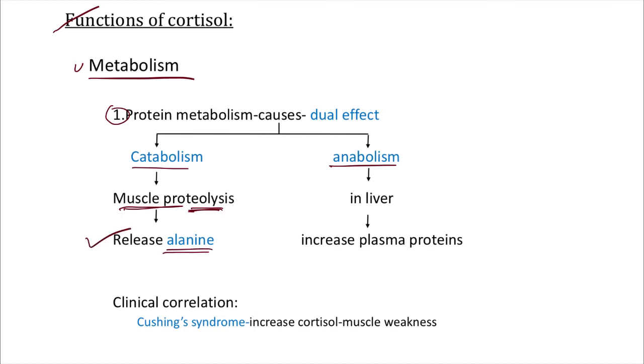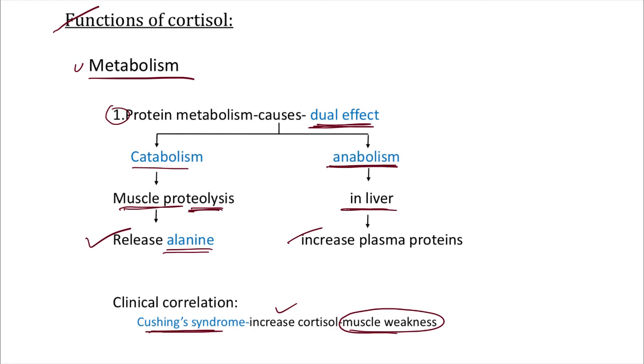Now, in certain disease conditions with elevated levels of cortisol, like Cushing syndrome, due to increased cortisol, the patient will manifest with muscle weakness because of the increased catabolic effect, right? Now, the anabolic effect of cortisol is in the liver. That's why it increases the plasma proteins. So because of both the catabolic and anabolic effect of cortisol in metabolism, especially protein metabolism, this effect of cortisol is known as dual effect.